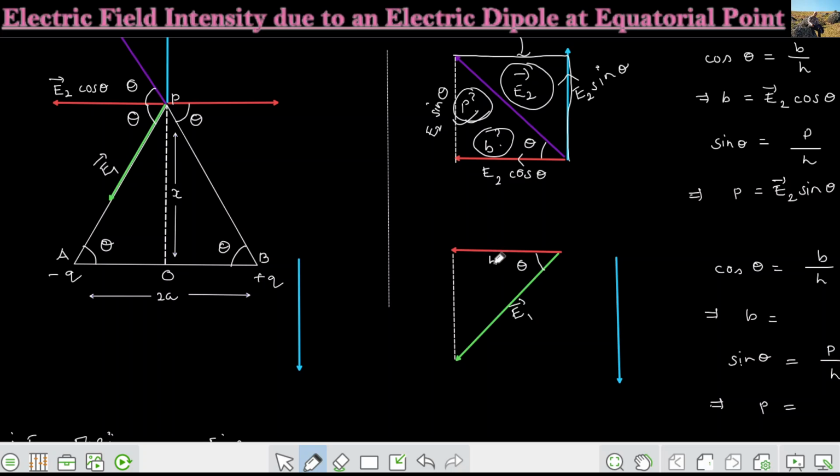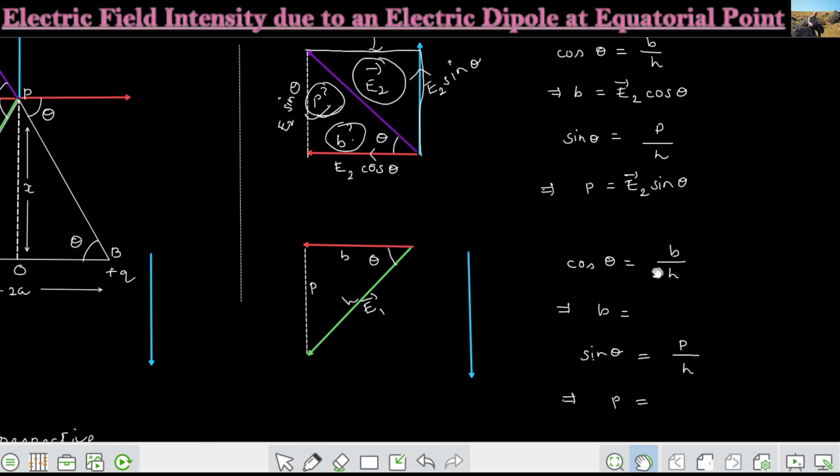So if we try to complete this figure, it will be a right angle triangle. That part of the triangle will be the base, this will be the hypotenuse, and this part will be the perpendicular. In the same manner, the base will always be E1 cos of theta. So this is the base, so I will write over here E1 cos of theta.